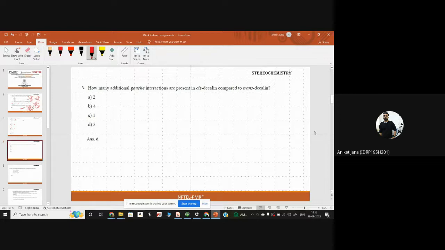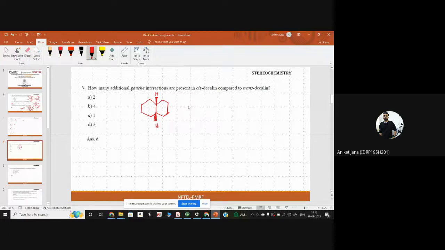Here it is saying, how many additional gauche interactions are present in cis-decalin compared to trans-decalin. So you know the structure of the decalin system. Okay, I am drawing that. This is the cis-decalin. Here hydrogen. Just go through the structure carefully.